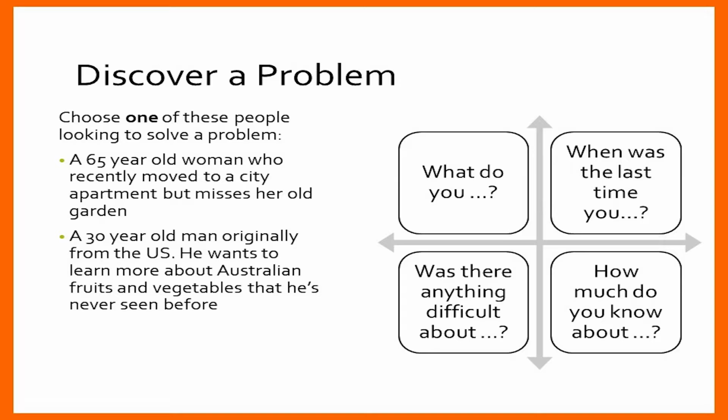We begin by gaining empathy for a person looking to solve a problem. In our example, either a 65-year-old woman who has recently moved to a city apartment but misses her old garden, or a 30-year-old expat from the US looking to learn more about his adopted land. Once you've chosen a target, write at least 4 questions that you could ask him or her if you were going to learn more about their needs. For example, if we were going to interview the woman, I might want to know, what do you miss the most about your old garden?